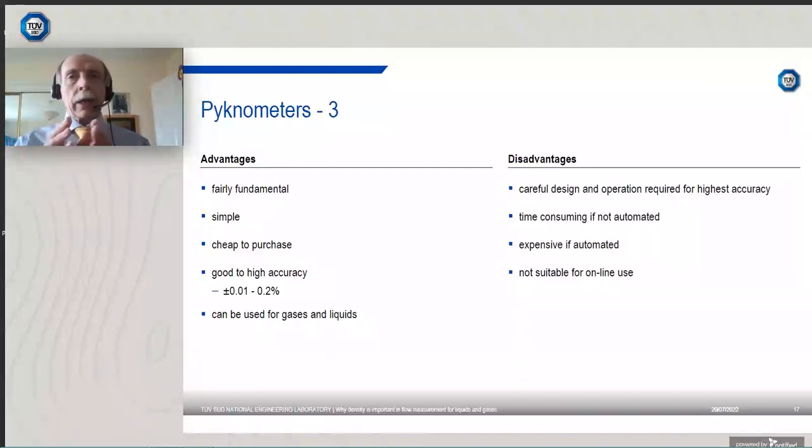Again, careful design is required if you want to achieve those sort of low uncertainties. Careful operation as well, skilled operation. Again, it tends to be time consuming if they're not automated because it's manual, labor intensive. And like the hydrostatic techniques, automating it is possible, but generally isn't cheap. And they're not suitable for online. The closest is really the pressure pyknometer, which is a sampling, but still an offline technique.